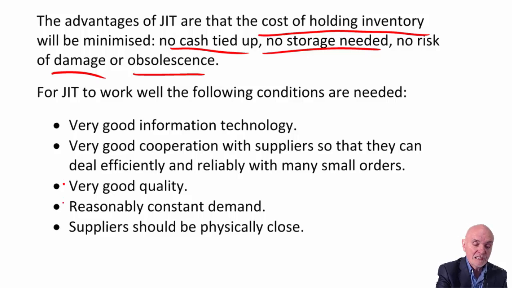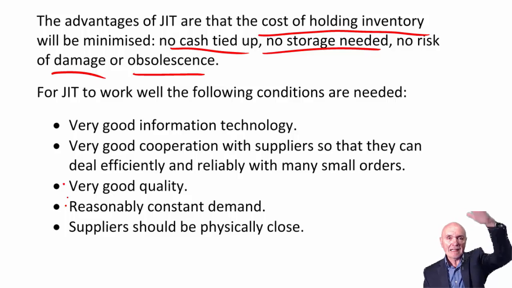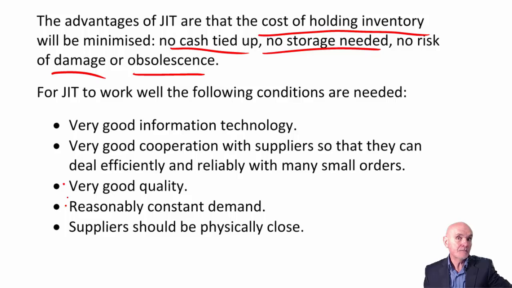Reasonably constant demand, because remember your suppliers have to have the inventory themselves. And if your demand is radically going up and down, it's difficult to know how the suppliers will manufacture like that. So it has to be reasonably constant, predictable demand.